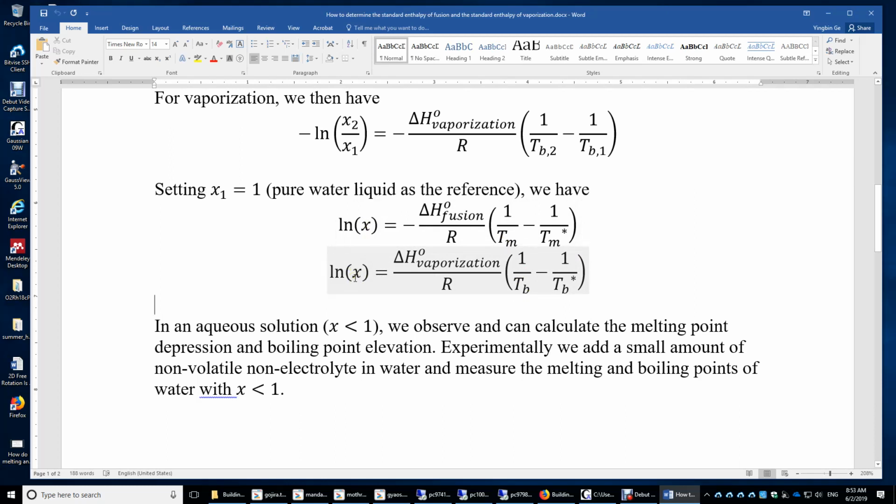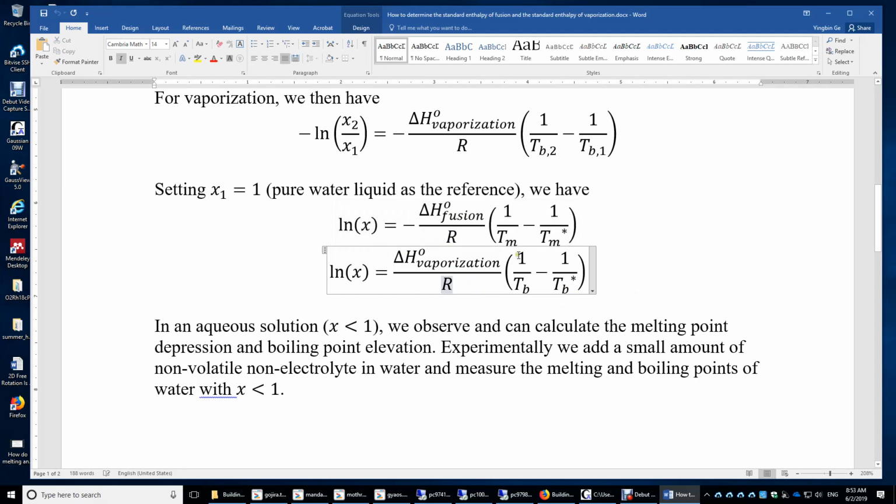And if we know the number of moles of the non-volatile, non-electrolyte, and the number of moles of water, we can easily compute the mole fraction of water. So if we just plug in the value of the mole fraction of water and the melting point of pure water, the boiling point of pure water, and we plug in the values of Tm and Tb for the water in an aqueous solution, the only variable in this equation is the standard enthalpy of fusion. The only variable in this equation is the standard enthalpy of vaporization. And again, we're just simply plugging in all those values and obtaining the value of the standard enthalpy of fusion and the standard enthalpy of vaporization.